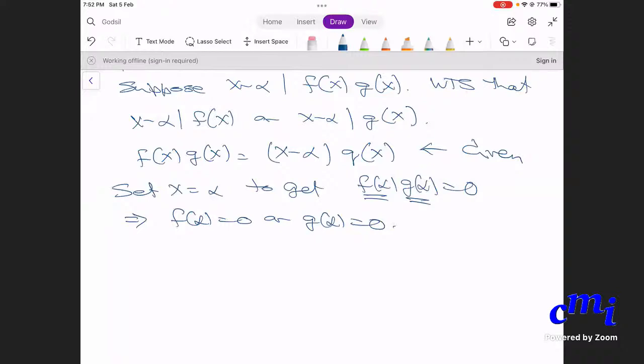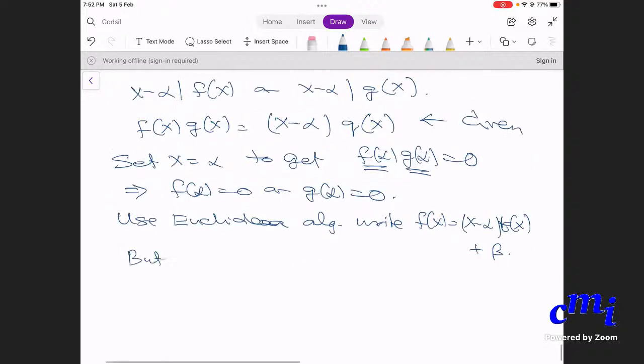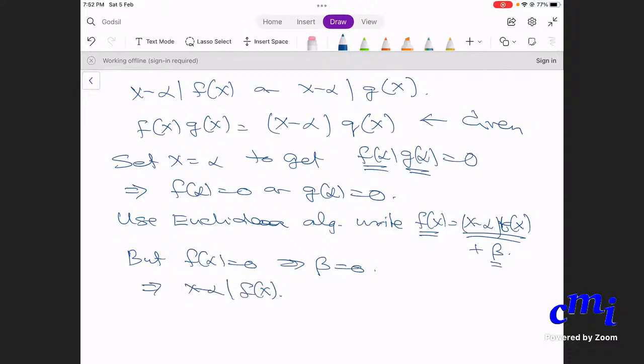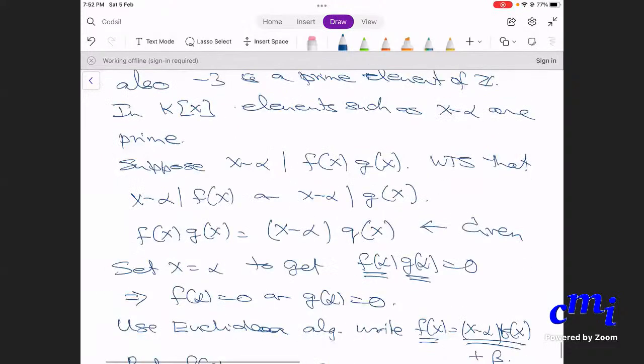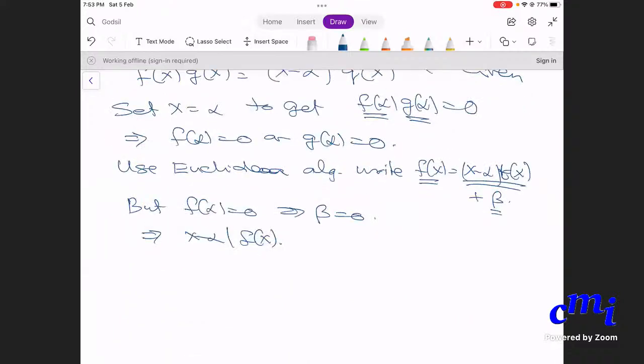What does it mean to say f(alpha) is 0? Now we use the Euclidean algorithm or the remainder theorem. Write f(x) as x minus alpha times some r(x) plus some number beta. But f(alpha) is 0, which implies beta is 0. Just substituting alpha here, this becomes 0, that becomes 0 at alpha, and therefore beta must be 0, which means that x minus alpha divides f(x). So elements like x minus alpha are prime elements in the polynomial ring K[x]. And the question of what the primes are in Z[i] is a much more interesting and delicate question.